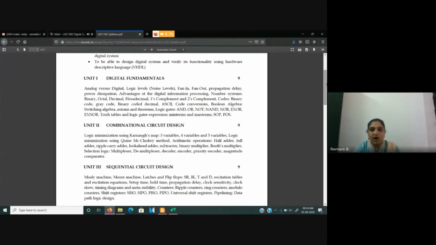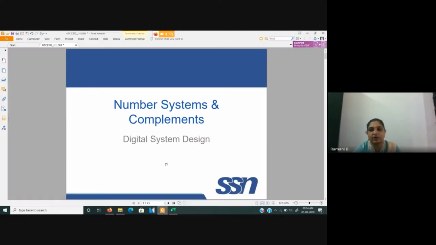Then how we work with digital logic design. For that purpose, we need to know the Boolean algebra, and we will also see the basic logic gates that are used to design any digital circuit. So with that, we will start off with the first unit. Today we shall see about the number systems and complements.